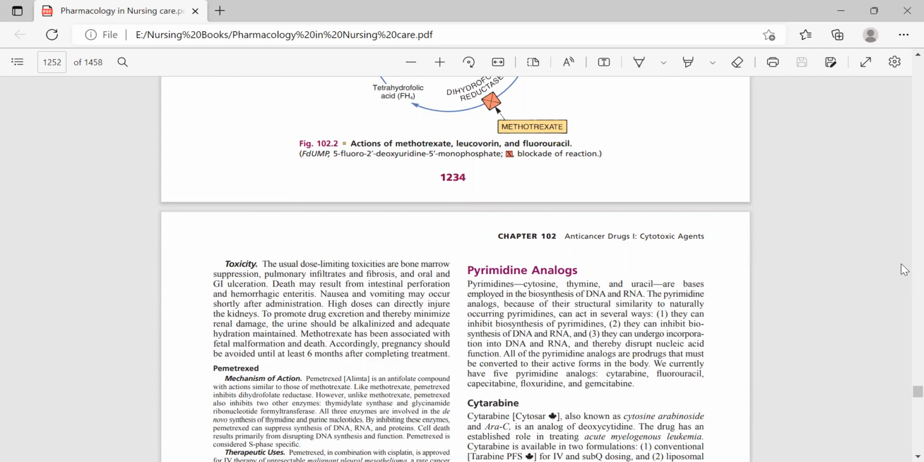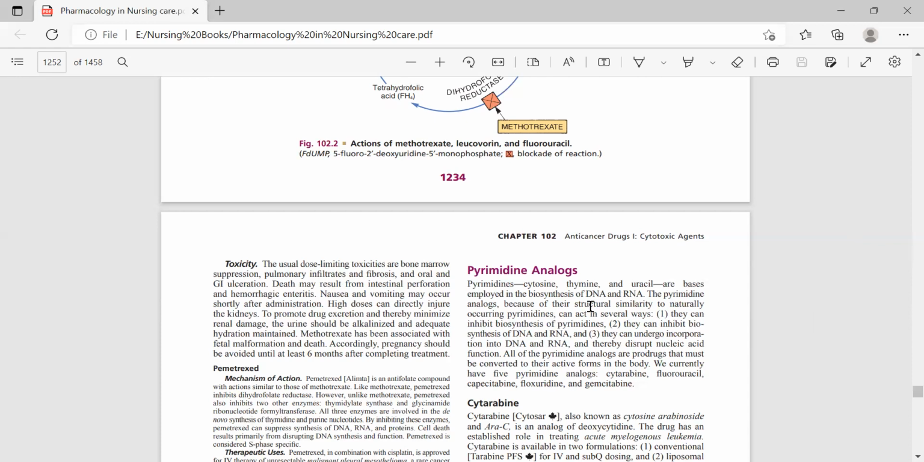Methotrexate has been associated with fetal malformation and death. That's why it is not given during pregnancy, and pregnancy should be avoided for at least 6 months after completion of treatment. Now, the next drug is pemetrexed: its mechanism of action, clinical uses, kinetics, and toxicity.